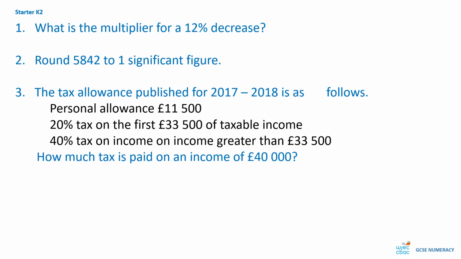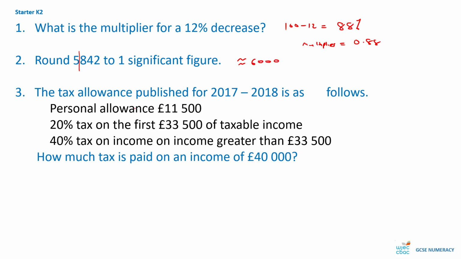Okay, so the multiplier for a 12% decrease, so it's going down by 12%, so we've got 100, take away 12, which leaves us with 88% as a multiplier. In decimals we have 0.88. Round to one significant figure, so there's our one significant figure there. Does the 8 affect a 5? Yes. So it's going to be approximately 6,000.